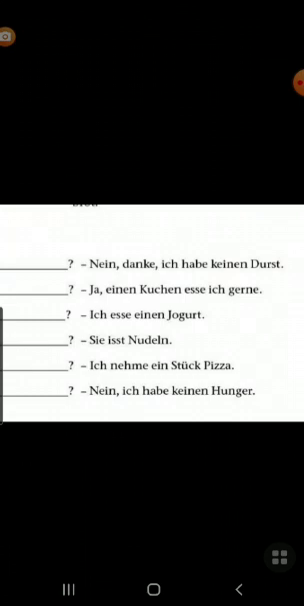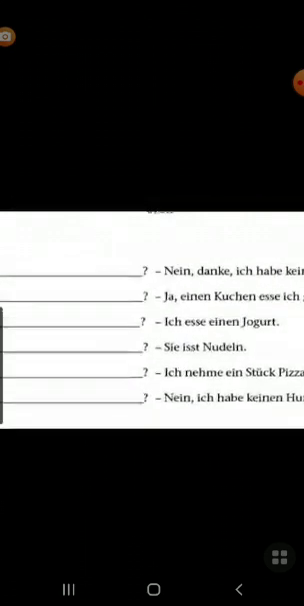So what can be the question for this? Would you like to have a glass of water? Would you like to have juice? Would you like to have a cold drink? Then you will say, no, thanks, I am not thirsty. So how can we make the question? If you want to say it with respect, then you will say it formally. Wollen Sie etwas trinken? Would you like to drink something?